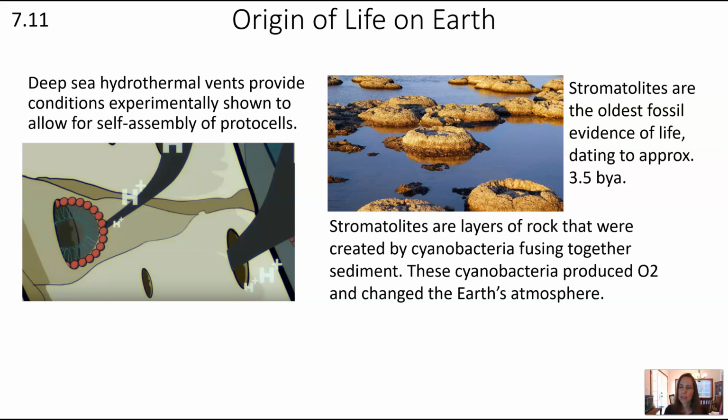Another piece of evidence of early life on Earth are stromatolites, and those are pictured in the upper right. This is the oldest fossil evidence of life, dating back to 3.5 billion years ago. These are layers of rock that were created by cyanobacteria fusing together sediment. And these cyanobacteria were really important for life on Earth because they produced oxygen and changed the Earth's atmosphere.